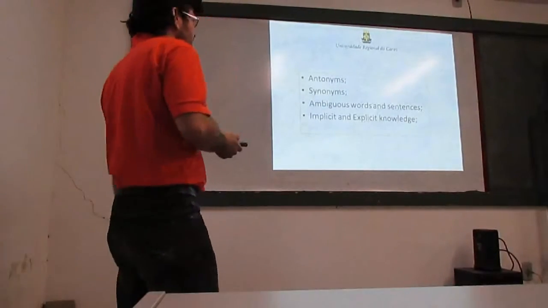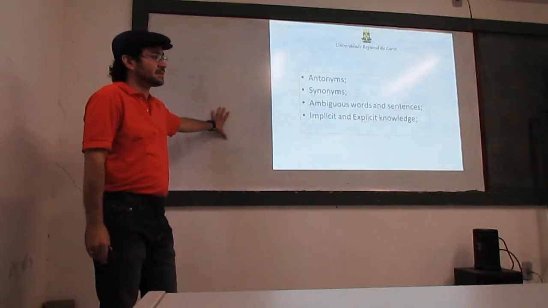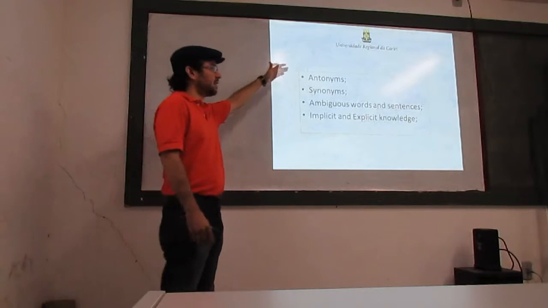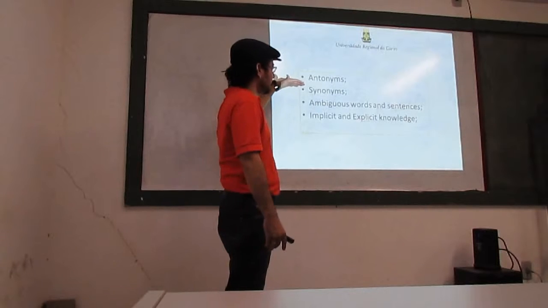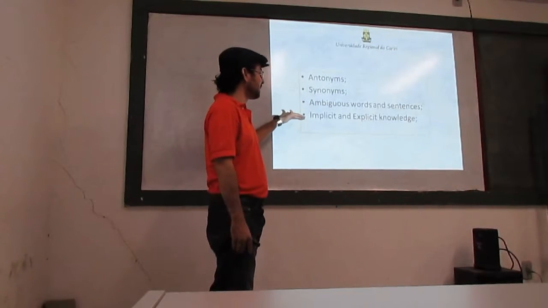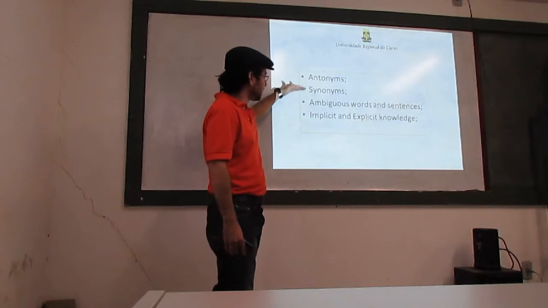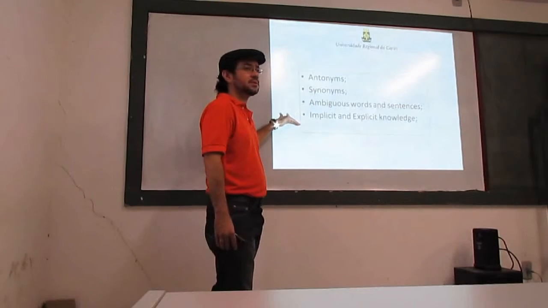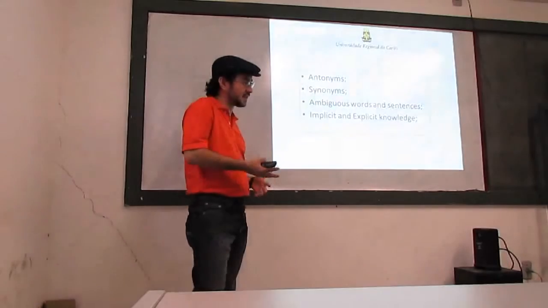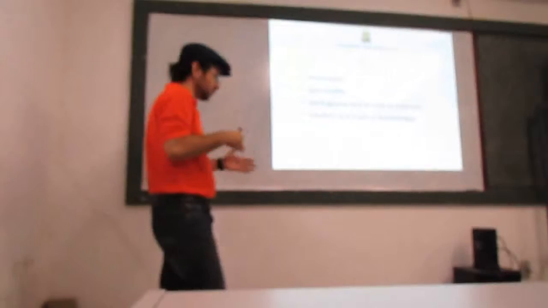So, bros, we have seen in previous classes some very simple topics as antonyms, synonyms, ambiguous words and sentences, and implicit and explicit knowledge. Do you have any doubt about these topics, these terms? Oh, teacher, I don't understand this or that. Could you explain again? If you don't have, we go ahead. But if you do, we are going to review.